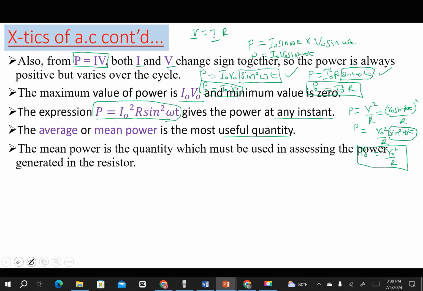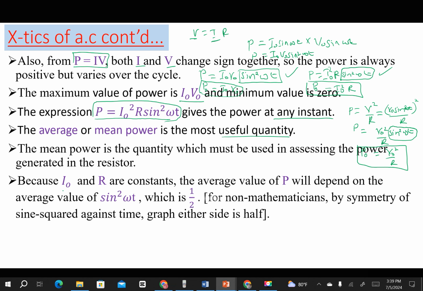I want you to recall that the quantity I naught, which we call the peak current, and the resistance of the resistor are always going to be considered constant. But P is going to depend on sine squared omega t. And I have said sine squared omega t has its average value as being a half, and I've shown this mathematically.